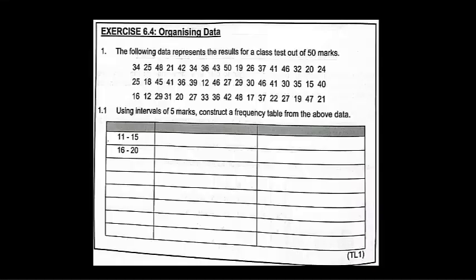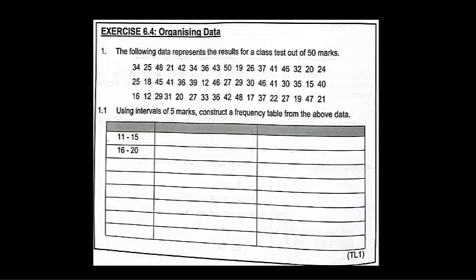Let's get started. Our first question says that the following data represents the test results of a class which has a maximum of 50 marks. Then they give us a set of data starting from 34 and ending on 21. They ask us to use the interval of 5 marks to construct a frequency table. They give us a diagram of the frequency table that we need to use, and the first thing we need to do is give this frequency table headings.